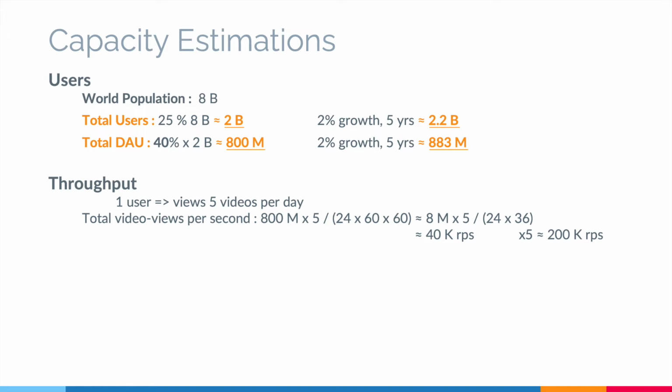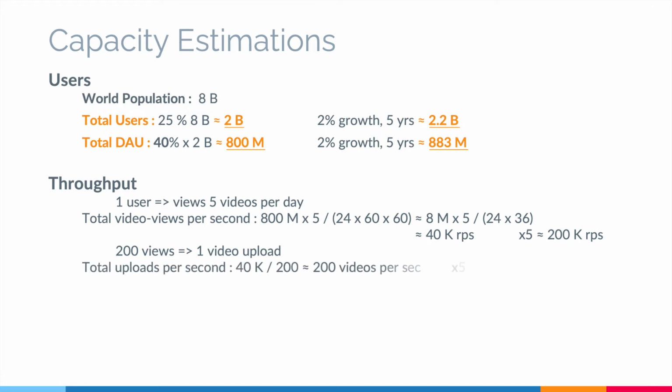Now let's think about the write throughput. Every viewer of YouTube doesn't upload a video. So let's assume that on average, one video is being uploaded every 200 views. So videos being uploaded every single second on average would be views every second divided by views per video upload. So we are looking at 200 video uploads every second. To handle spikes, let's multiply it by 5 to handle 1000 video uploads per second.